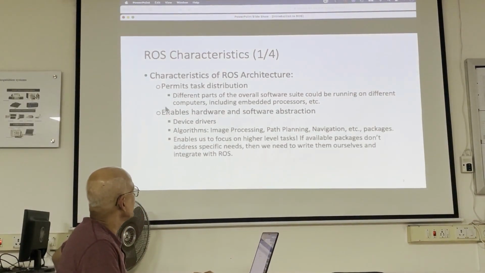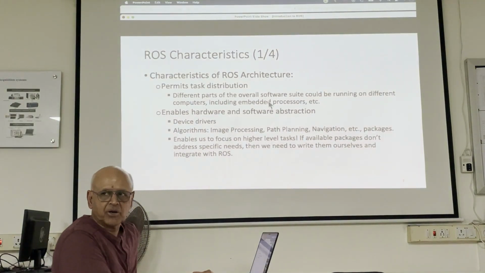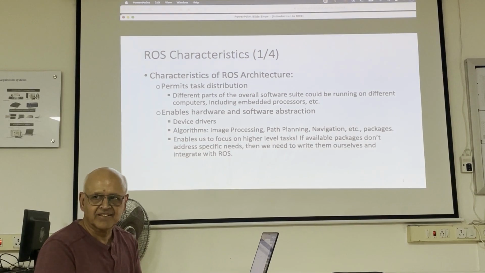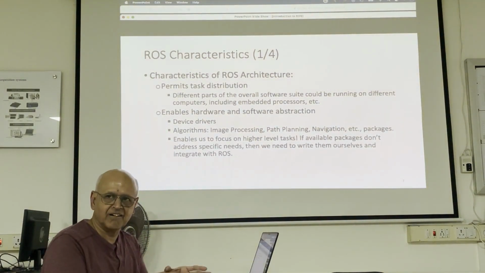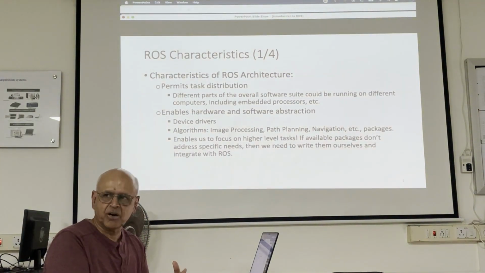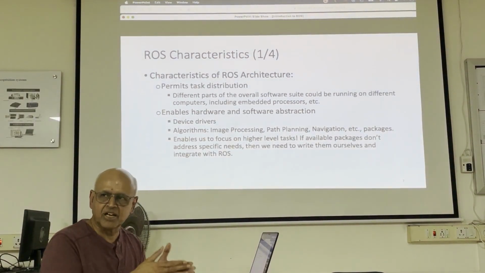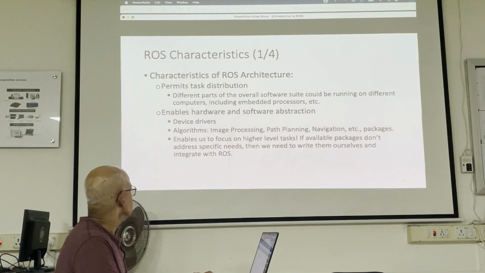So different parts of the overall software suite could be run on different computers, even embedded processors. Embedded processors are dedicated electronics, which are high speed. So some nodes can run on embedded processors. Your car has many embedded processors inside the engine. So it enables hardware and software abstraction.